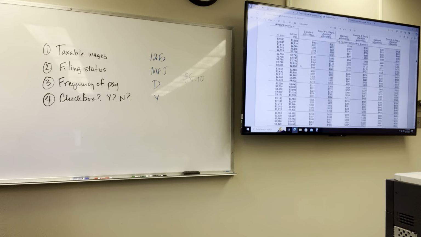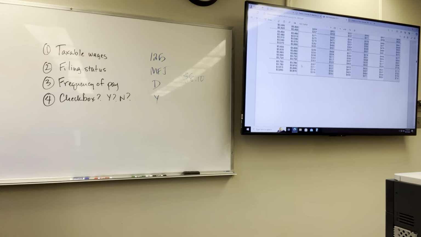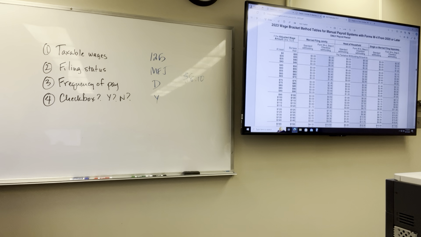All right, so we are going all the way down. There we go. All right, so 125. Again, we're going to use this second line. It's right on the line, and they are married filing jointly with the checkbox checked. So $8.10 there.